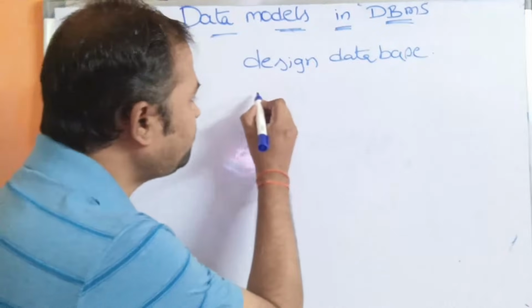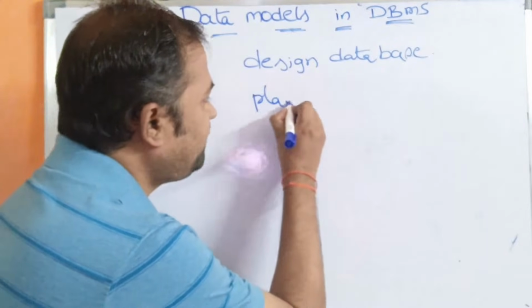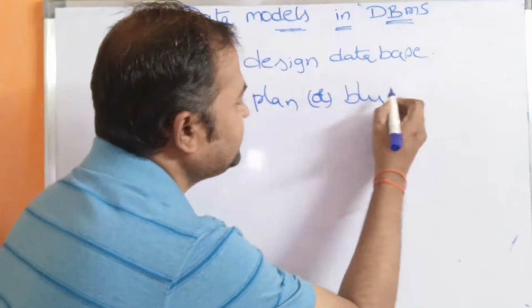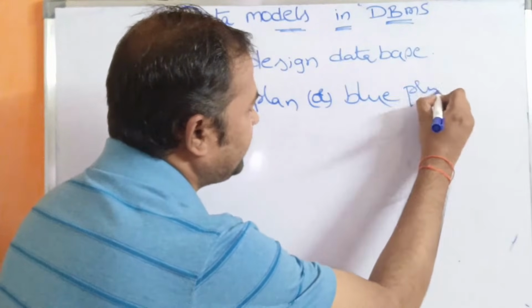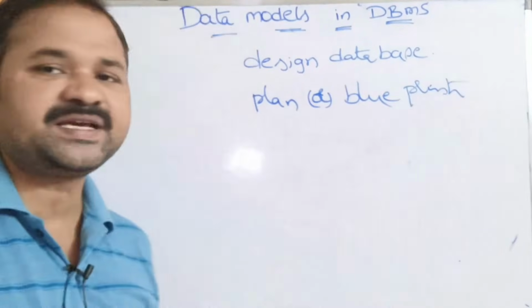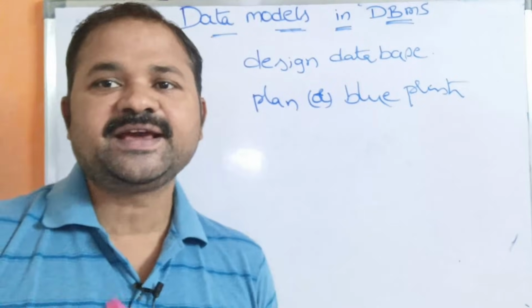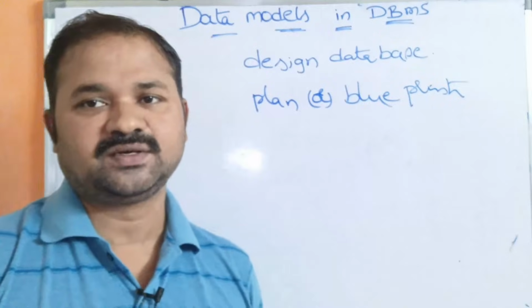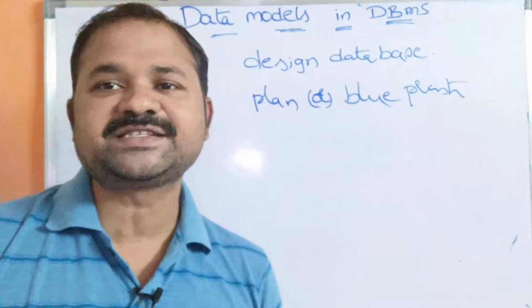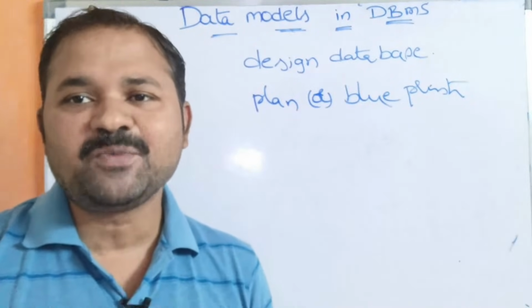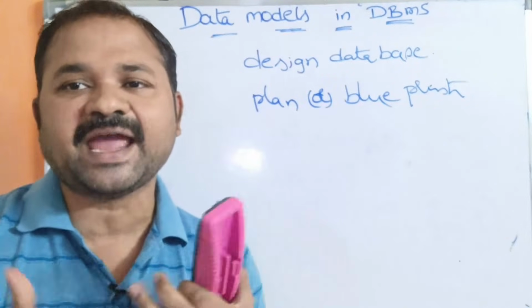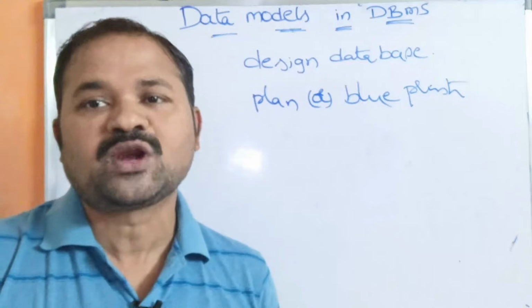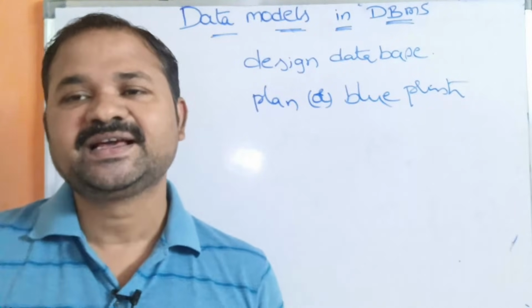First we have to design the plan. That plan is called a blueprint. So first we have to design the blueprint. Next, according to the blueprint, the builder will build the house. So that is nothing but what a data model is. A data model gives a complete idea about how the final system will look after its implementation.